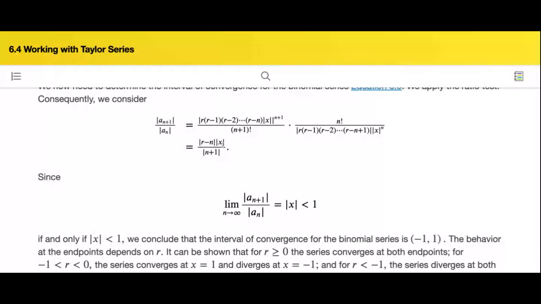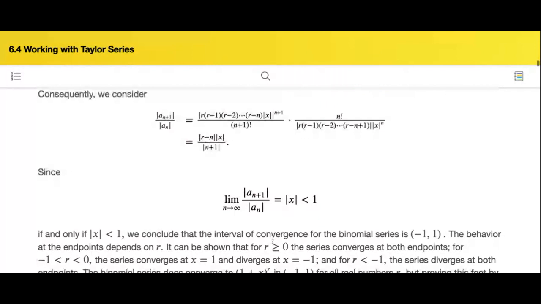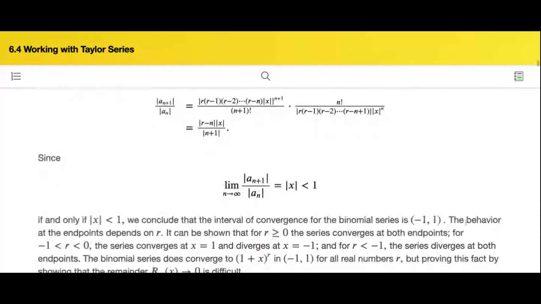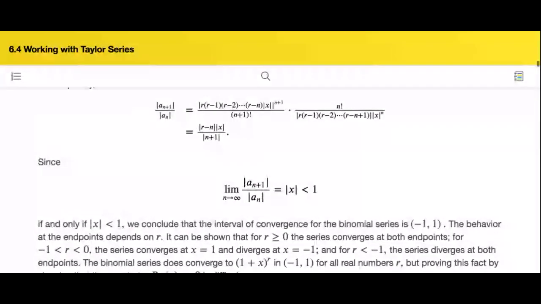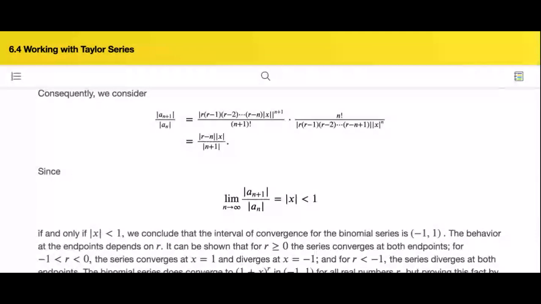So 1 multiplied by the absolute value of x, right? So the series converges if and only if the absolute value of x is less than 1, right? Because if this is less than 1, we conclude the interval of convergence is -1 to 1. Does anyone have any questions? This is basically a review of the ratio test.